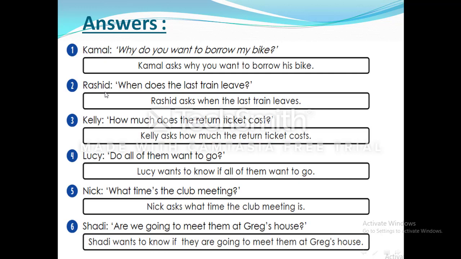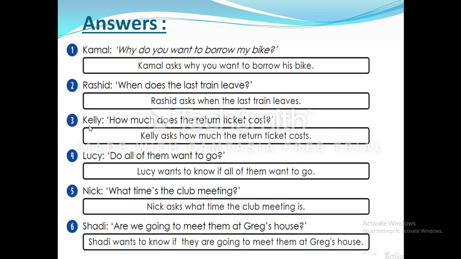Number 2, Rashid: when does the last train leave? So Rashid is here, the reporting verb asks, and when is when. We have here an auxiliary verb, a helping verb. What should we do? We delete it. So let's complete: when the last train leaves. And what is this s? This s is because the sentence is singular in the present simple.